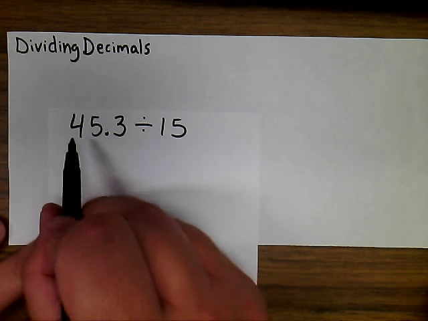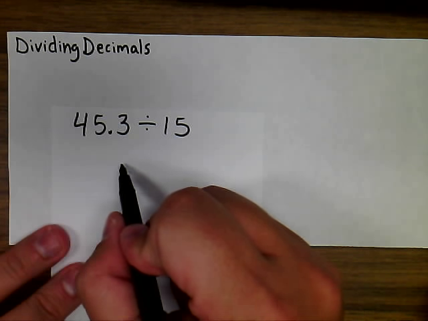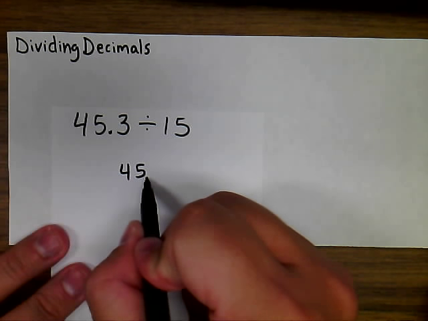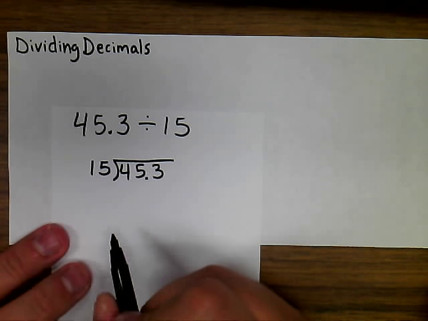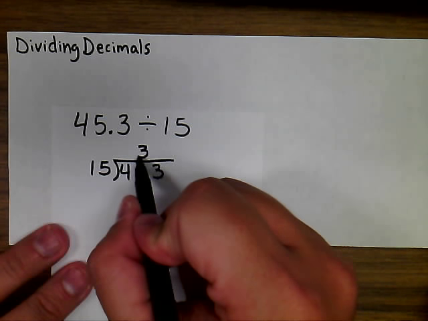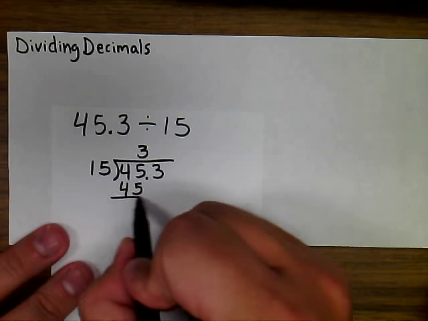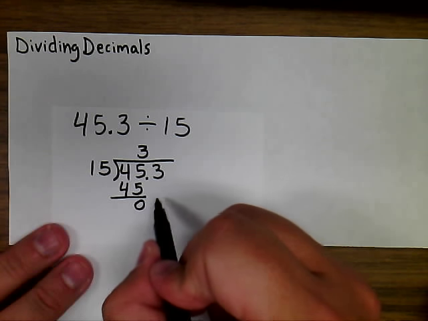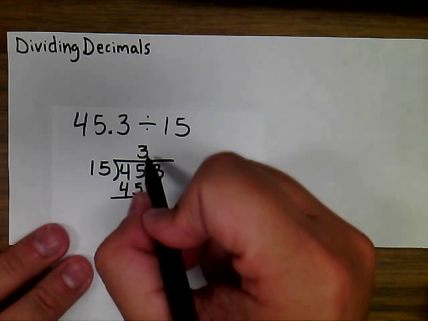In this example, again, 45 3/10 divided by 15. We're going to rewrite it in the bracket. 45 3/10 divided by 15. And in this scenario, 15 we know goes into 45 3 times. 3 times 15 is 45. And we have a remainder of 0. We bring down this 3. 15 doesn't go into 3.